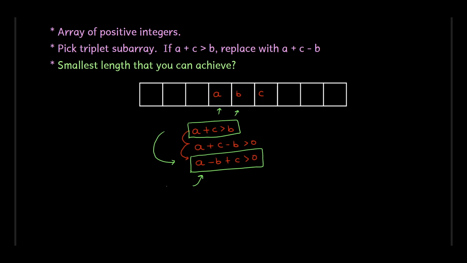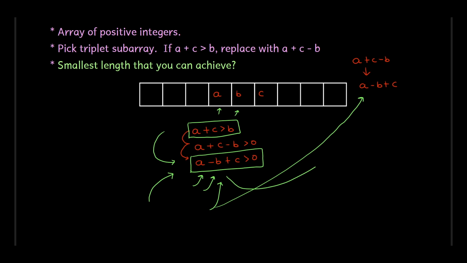Now, the condition that you have to check is this one, that A minus B plus C should be strictly greater than 0. And what is the replacement that you have to do? You have to replace it with A plus C minus B. In other words, if you do a fancy rearrangement, you can see that it is nothing but A minus B plus C. This means that you are checking for this condition and then replacing it with the same thing that the condition was checked for. This means that you only do the replacement if the incoming element, this is the incoming element, is strictly greater than 0.